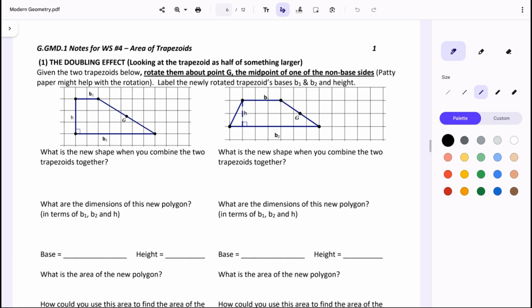G is this midpoint that they've put on one of the non-base sides. Okay, now remember, patty paper would help with this, so if you still have something like that from the past. However, yesterday we didn't do anything with patty paper, we just did the rotation. So I'm going to go ahead and just show you what it looks like up here as well. But also, before we begin with that, I want you to just take a look at these trapezoids.